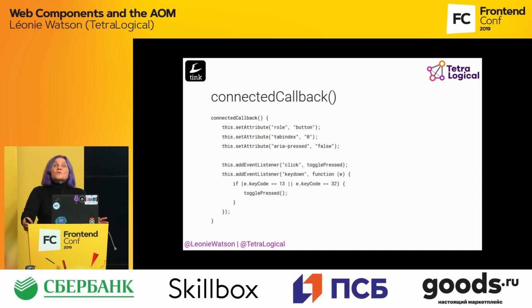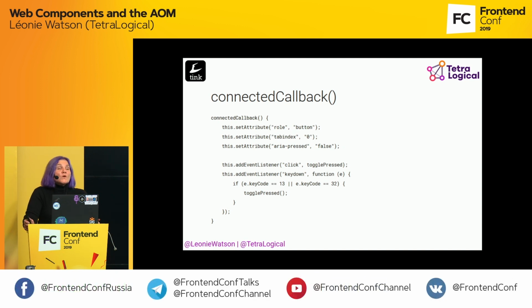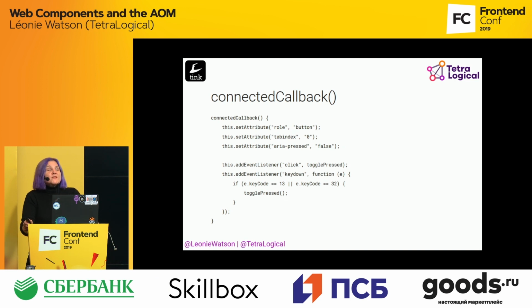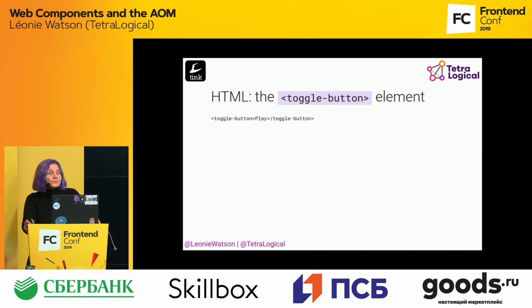We have to do even more work though, because this time we have to not only provide click behavior, but we also have to provide the keyboard behavior as well, which means we have to listen for the space or enter keys. That's the key codes 13 and 32. And when either of those is detected, or a mouse click, then we do whatever the button is supposed to do. In this case, it will toggle the pressed state and presumably begin playing something in your media player.